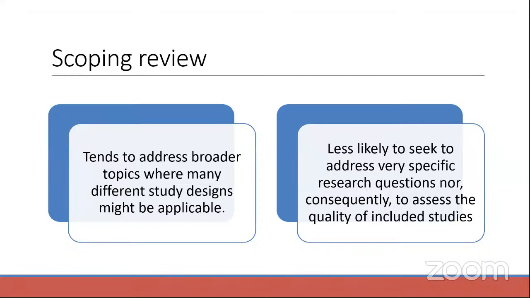A scoping review tends to address broader topics where many different study designs might be applicable. It is less likely to seek to address very specific research questions, nor consequently to assess the quality of included studies. So here, quality appraisal or critical appraisal of the risk of bias of the included studies is not usually done. It's usually an option. If somebody wants to do it, they can do it. And it's an optional checklist item in PRISMA guidelines for extended scoping checklist.